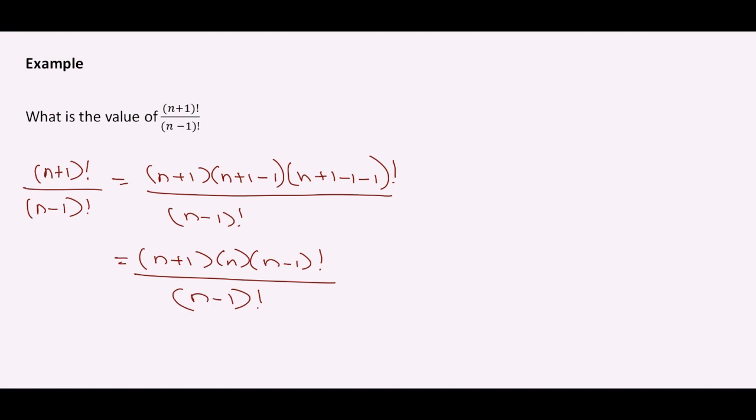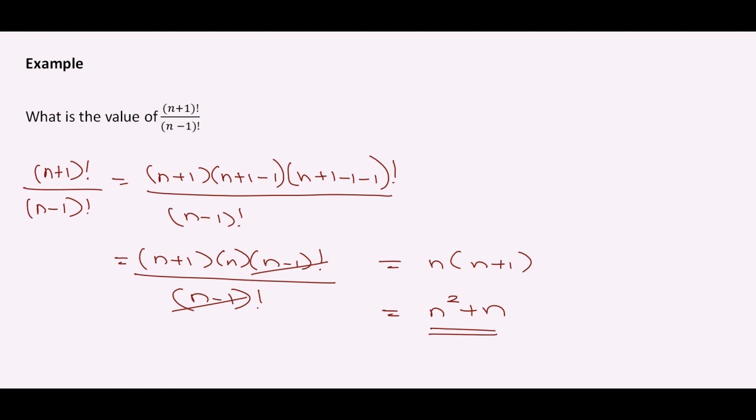What you want to always try to do is see if you can continue writing your factorial multiplication in the numerator until you get to a point where you have the same factorial as what you have in your denominator, so you can cross this out. So this is going to be n multiplied by n plus 1, which is going to be n squared plus n. So this is the general formula that we've derived.